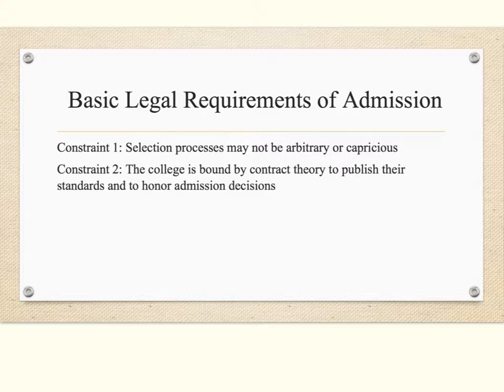The second constraint is that the college is bound by contract theory. We need to publish our standards and we need to honor our admissions decisions. So, for example, if we accept Bob on Monday and Sally comes on Tuesday, has a higher grade point average, has more potential to be successful, but we don't have room for her because we already accepted Bob, the decision's final. Bob is in. We cannot reverse our decision. We need to honor what we have offered to the student.